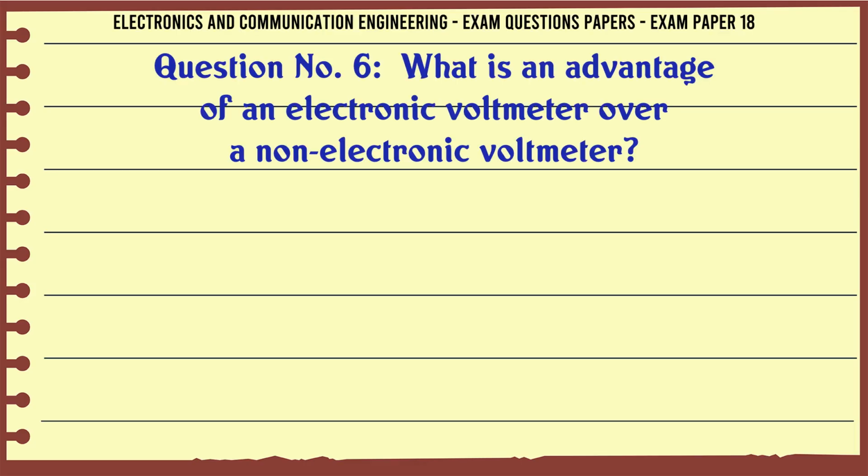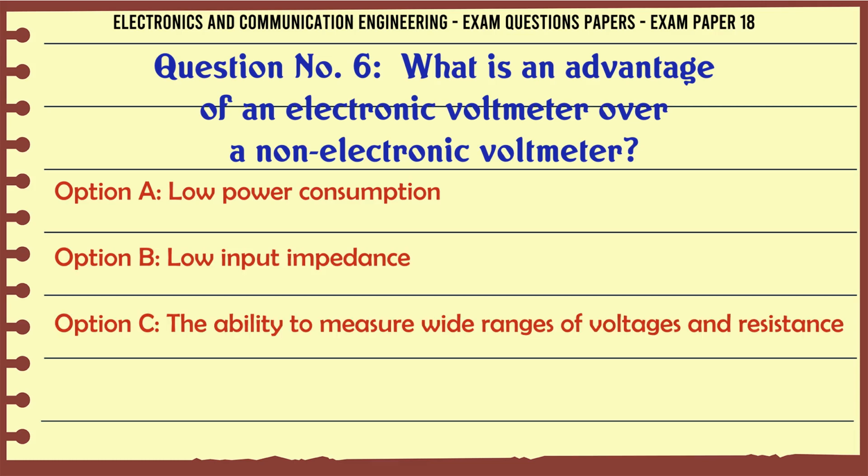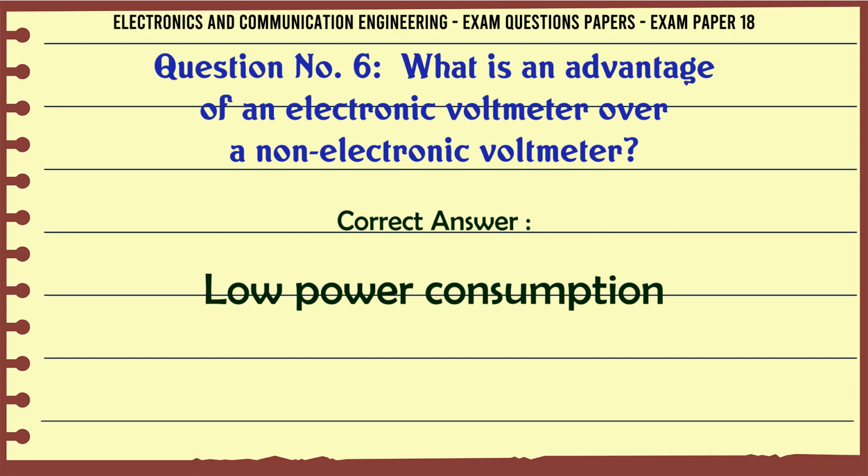What is an advantage of an electronic voltmeter over a non-electronic voltmeter? A. Low power consumption, B. Low input impedance, C. The ability to measure wide ranges of voltages and resistance, D. Large portability. The correct answer is low power consumption.